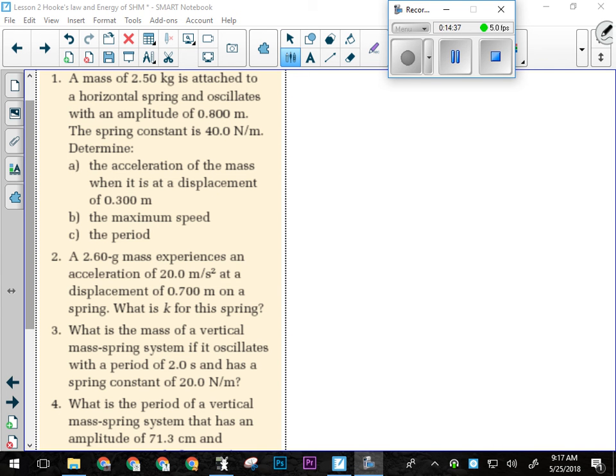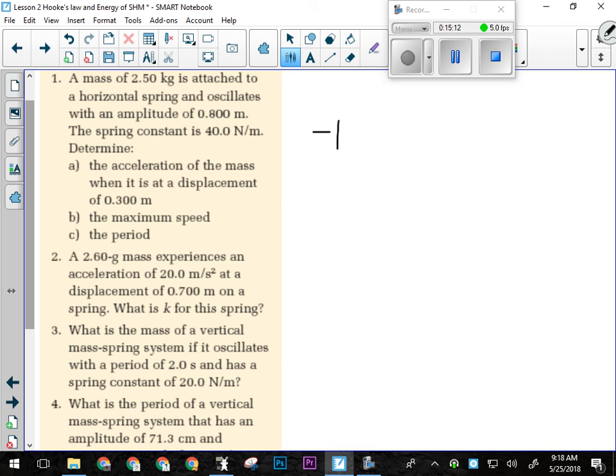So for number 1, we've got a 2.50 kilogram mass on a horizontal spring, so gravity's not a factor here. It has an amplitude of 0.8 meters. We know the spring constant, so we know what k is. We're trying to find the acceleration of the mass when it is at a displacement of 0.3 meters. So what am I going to use to solve part A? If I'm looking for acceleration, the only way I can find that is through the use of forces, which would involve the use of whose law? Hooke's law. Yeah, part A is going to be a Hooke's law question.